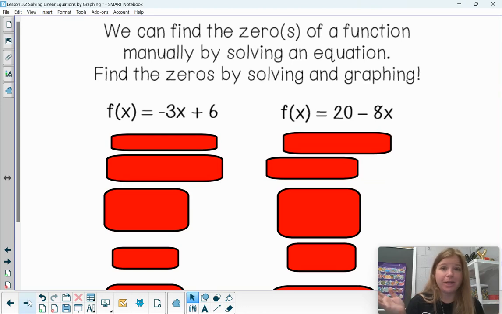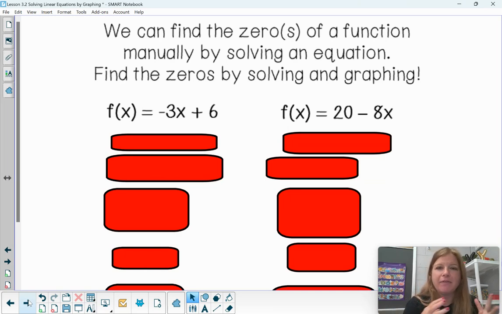Now, listen, we're in a math class here, and we know that we can use the calculator to find the 0, but we also know mathematically we can find the 0 just using pencil and paper. So we can find the zeros of a function manually by solving an equation. Find the zeros by solving and graphing. We're going to take a look at these two functions, and to find the 0 of the function means to figure out what are the values of x when y equals 0.